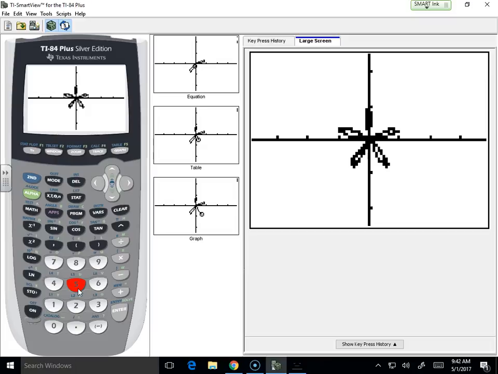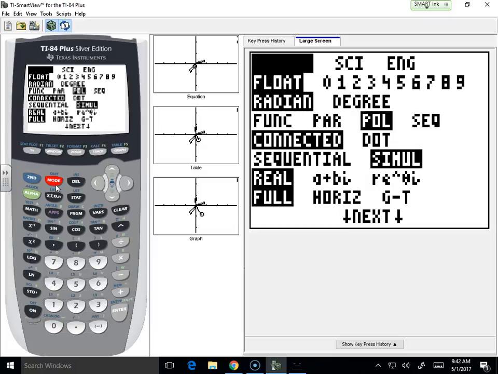How many of you guys got nothing at all? Okay. How many of you guys got something that's way different? Let me show you a few things real quick. I am in radian mode. So a lot of you guys that are in degree mode might have done something really weird. Let me show you how weird it can get.